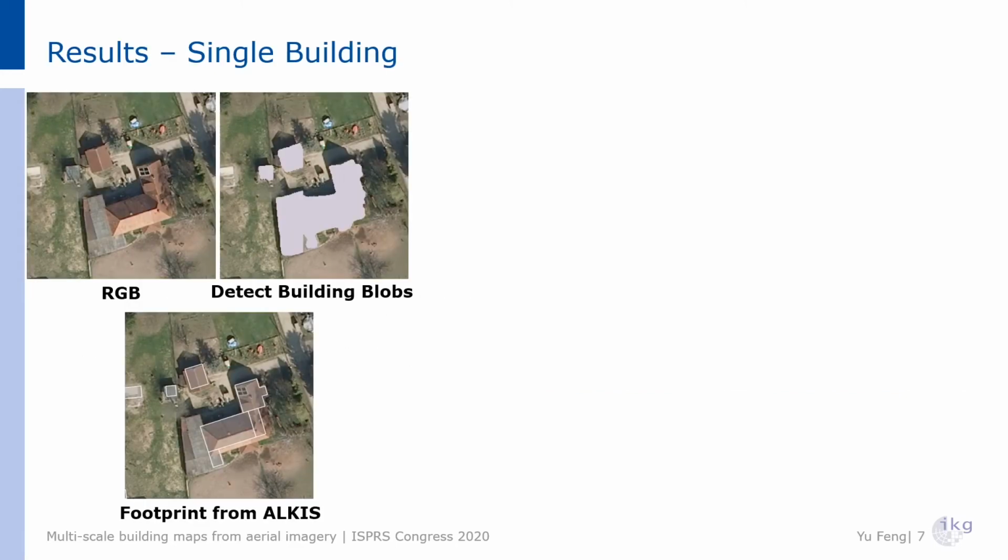Let us see some results. These are the RGB channels of the images and also the detected building blocks. We can see that the detection has covered the buildings pretty well. And below, you can see the footprint data from official ArcGIS.